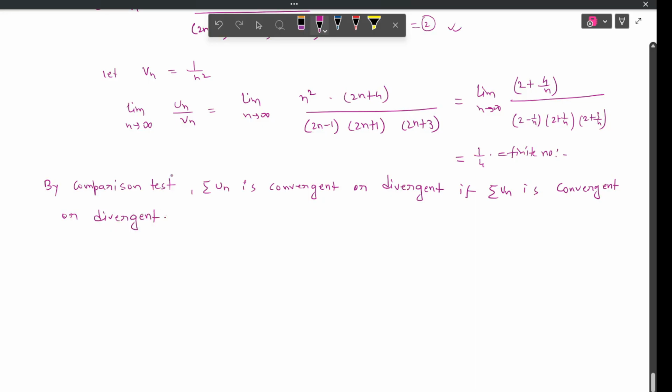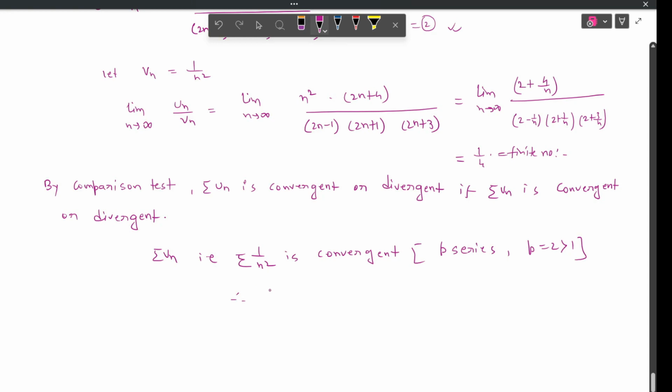Okay, but see our Vn, that is summation of 1 by n square, is convergent. Why? Because see, it's a p series, n to the power 1, n to the power 2, right? It's a p series where p is 2, which is greater than 1. And you know, if p is greater than 1, then that p series will be convergent. So that's why Vn is convergent.